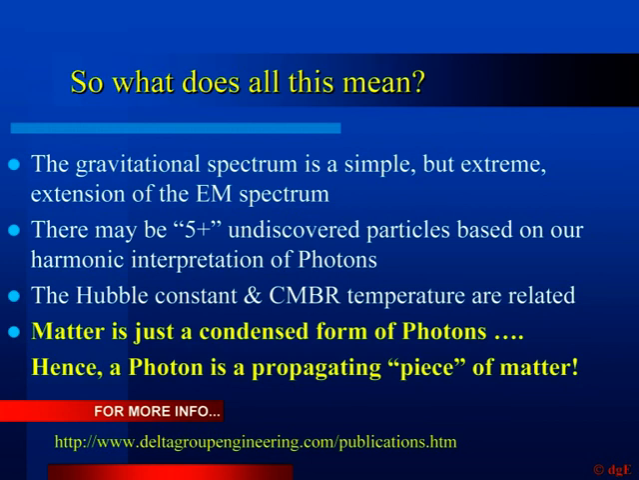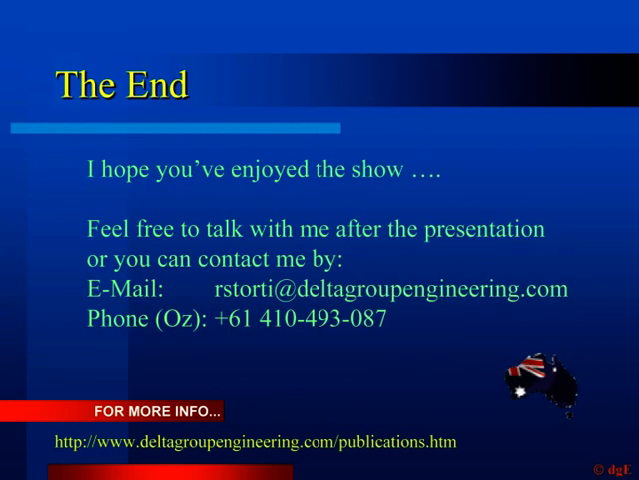1. The gravitational spectrum is a simple, but extreme, extension of the electromagnetic spectrum. 2. There may be 5+ undiscovered particles based upon our harmonic interpretation of photons. 3. The Hubble constant and cosmic microwave background radiation temperature are related, and 4. Matter is just a condensed form of photons, hence, a photon is a propagating piece of matter.